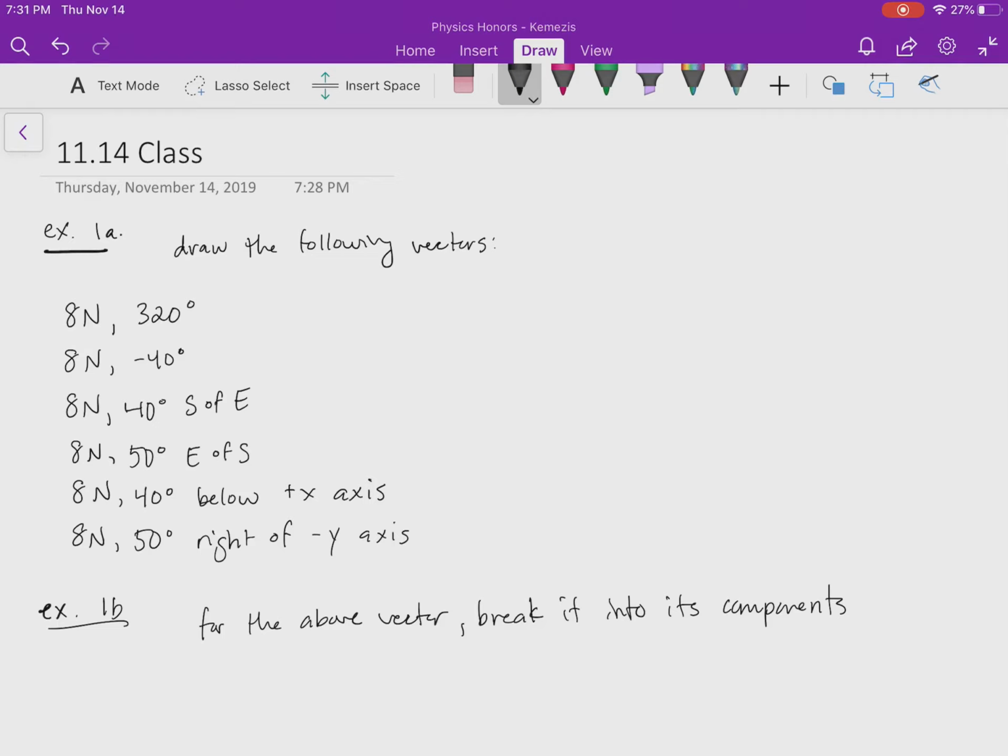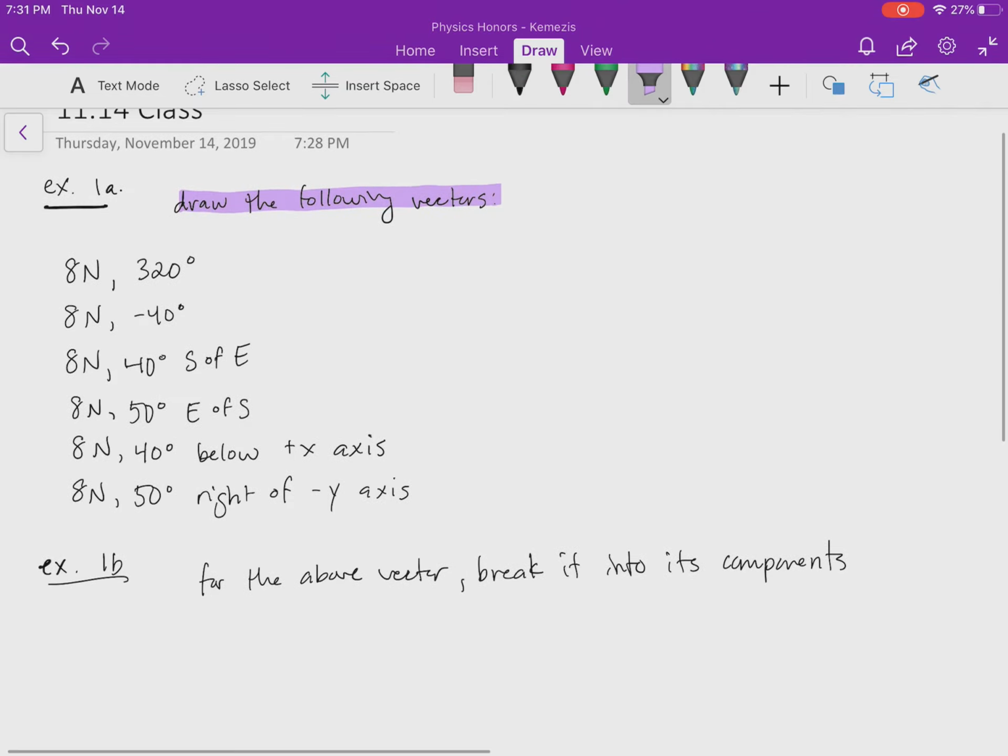Hey everyone, so this is going to be a recap of our big vector day when we were breaking them down, adding them together, and then applying it to physics and Newton's second law. So our first example here, 1a, is draw these following vectors.